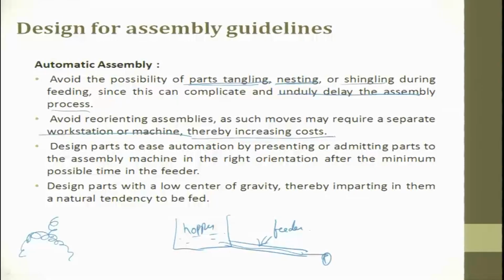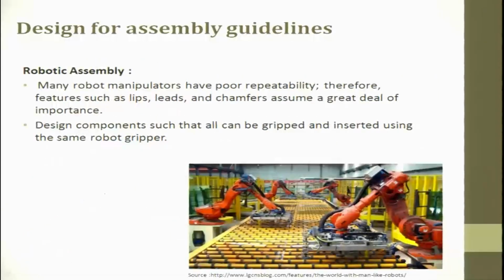I have discussed about it. Design parts to ease automation by presenting or admitting parts to the assembly machines in the right orientation after minimizing the possible time in the feeder. So, these two points are just a small difference. I have already told you about the example of designing parts with a low center of gravity, thereby imparting the natural tendency to feed.